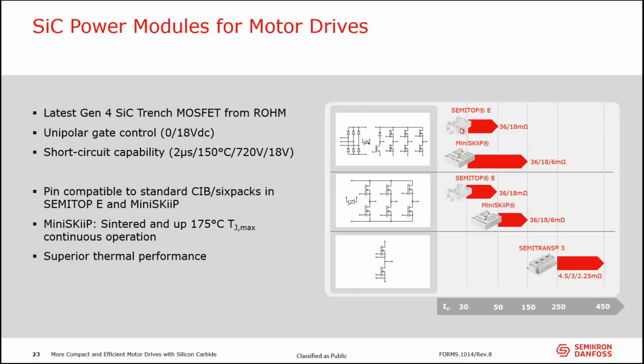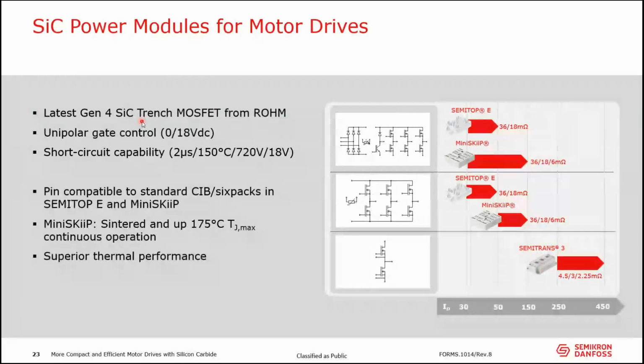You see that here in 36 and 18 milliohm, and also in the mini-skip package, our famous mini-skip, we recently put in silicon carbide with 36, 18, and 6 milliohm. That would mean translated into current up to 150 amps. The same for 6 packs here. And with the half bridges, we even go up with up to 450 amps in the common or the well-known Semitrans 3 or 62 millimeter industry standard package.